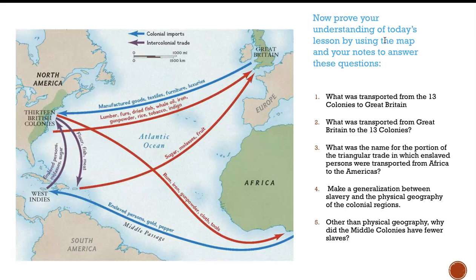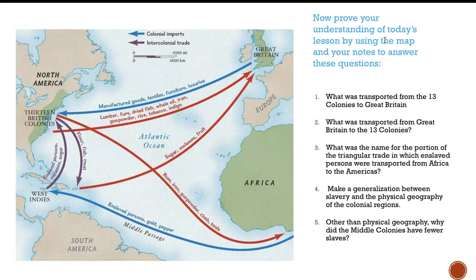Now prove your understanding of today's lesson by using the map in your notes to answer these questions. Number 1. What was transported from the 13 colonies to Great Britain? Number 2. What was transported from Great Britain to the 13 colonies? Number 3. What was the name for the portion of the triangular trade in which enslaved persons were transported from Africa to the Americas?